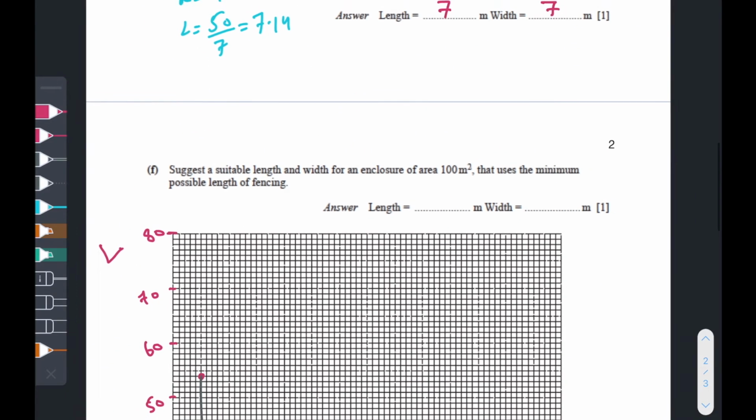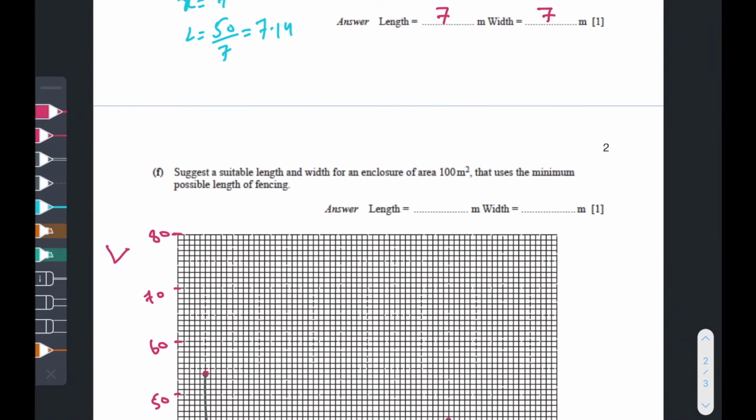The next part of the question says, suggest a suitable length and width for an enclosure of area 100 meters square that uses the minimum possible length of the fencing. Now, this is a tricky question, even though this is for 1 mark. The area of the shape that was given to us before was 50 meters square, and the area of the new shape is 100 meters square. The ratio becomes 1:2, but this ratio is between the two areas. If we had to find the two lengths, the two ratios would become under root 1 is to under root 2, which eventually becomes 1 is to under root 2.